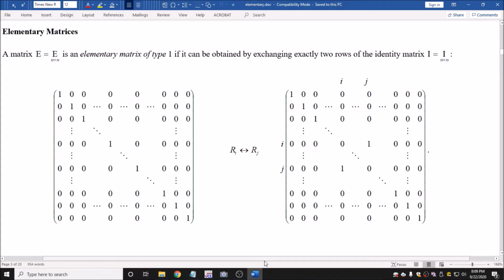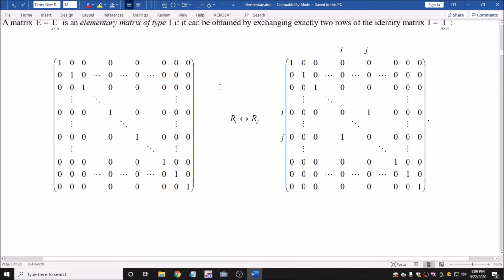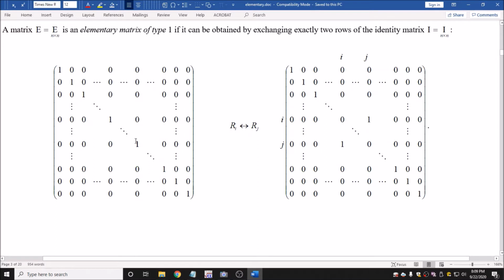In this video, we're going to take a look at elementary matrices. A matrix E is an elementary matrix of type 1 if it can be obtained by exchanging exactly two rows of the identity matrix I. So observe this illustration. We have the identity matrix, and then we are performing a type 1 elementary row operation to obtain this new matrix. The new matrix is an elementary matrix of type 1.